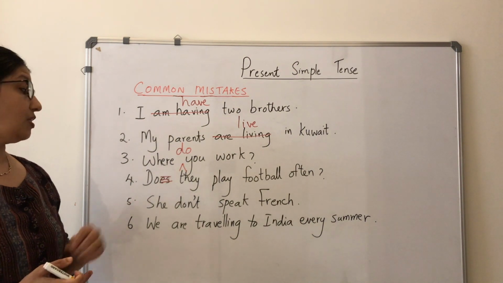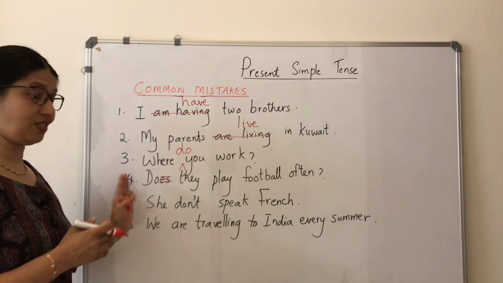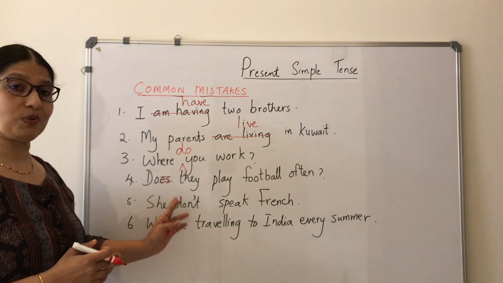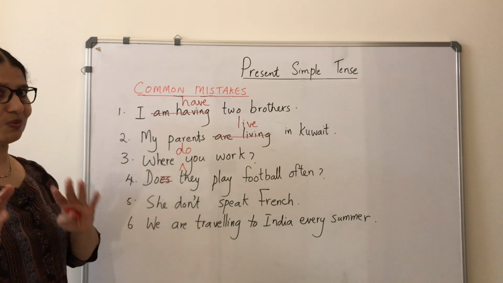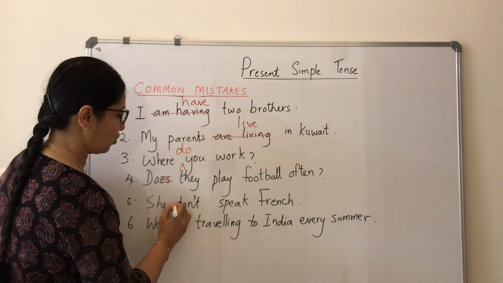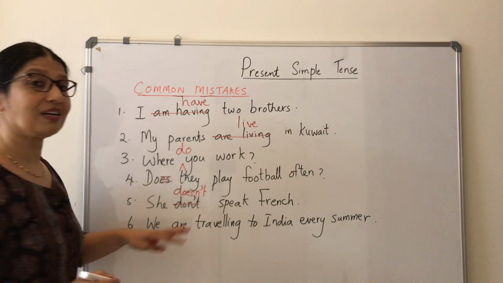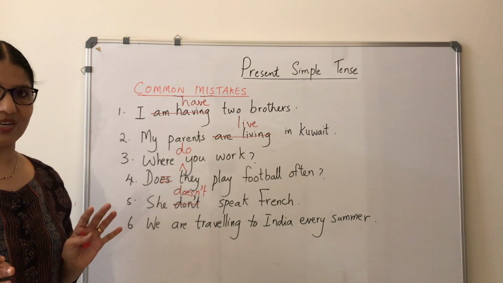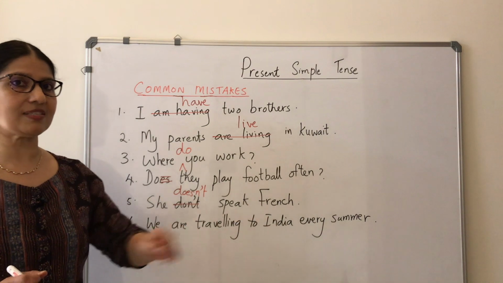Number 5, she don't speak French. We are talking about somebody, she, singular. So is it she don't or she doesn't? It should be doesn't. I can hear you saying that answer there. So it should be she doesn't speak French. And the last one, we are traveling to India every summer.